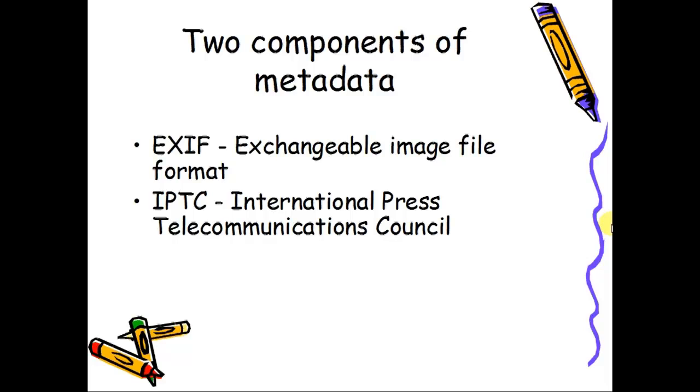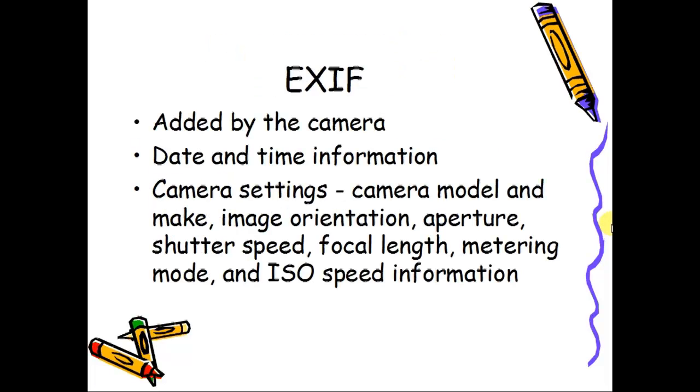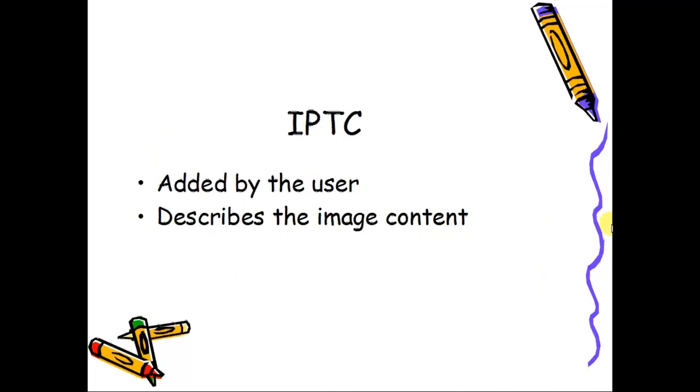Assuming that the camera clock is set correctly, you will know the date and time that image was taken. It will also give you a lot of information about the camera itself: what the camera was, the model, the orientation, shutter speed, the focal length of the lens, those sorts of things. That's all part of the information. You don't add any of that. The camera puts that in there. The IPTC data is what is added by the user, and that's what describes the image content.